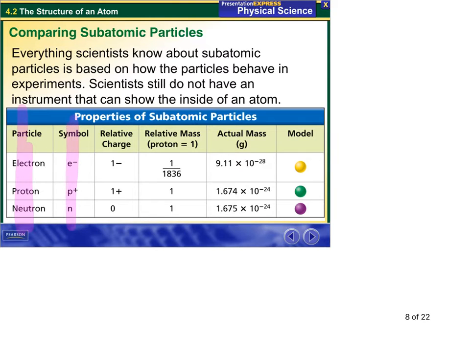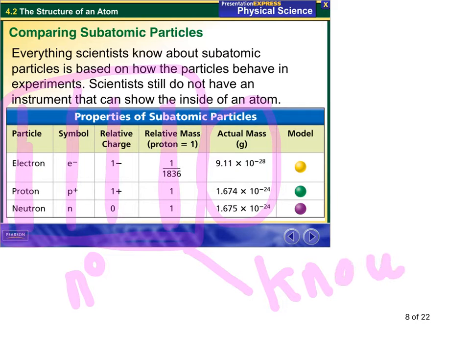It gives you their symbols. The symbol for the neutron, sometimes we might also see as an N with a little 0 up, indicating it's neutral. Relative charge, we need to know that. Relative mass. The actual mass is put in your table here, but I won't expect you to memorize those numbers. But all of this over here, we need to know.